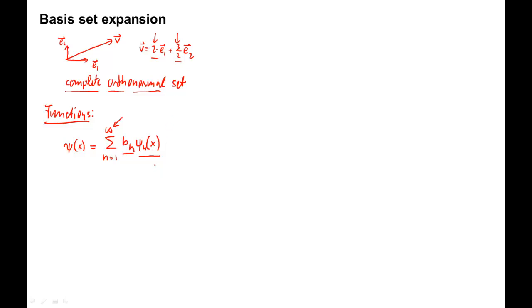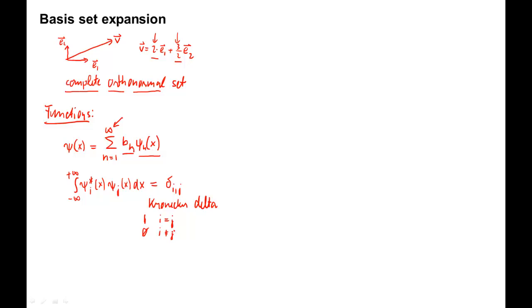Ideally, the set of basis functions is also orthonormal. This means that the integral over all space of psi i star of x, psi j of x dx equals delta ij. Here, delta ij is called the Kronecker delta, and it is a shorthand. It is equal to 1 if i equals j, and it's 0 if i is not equal to j.